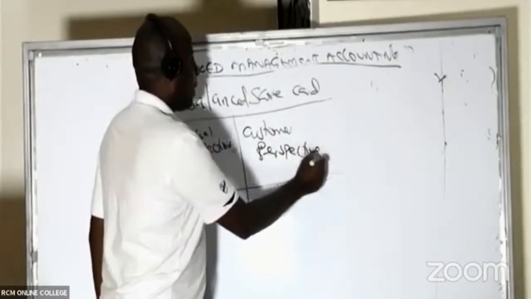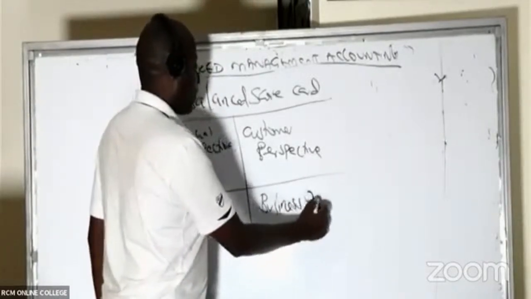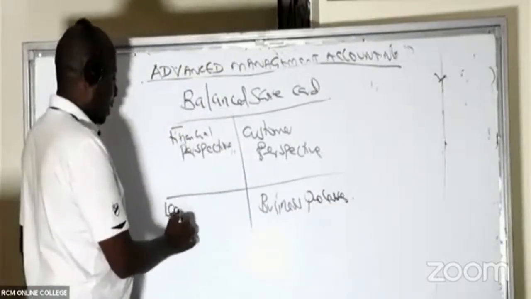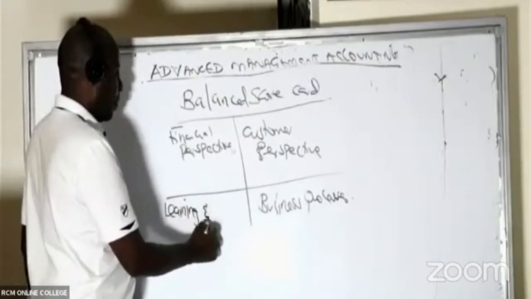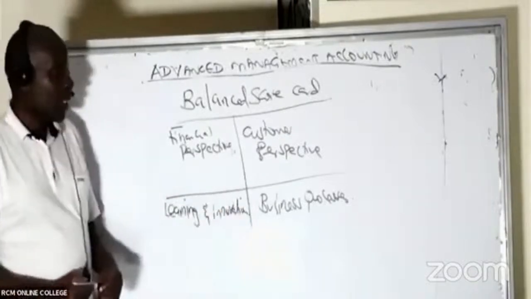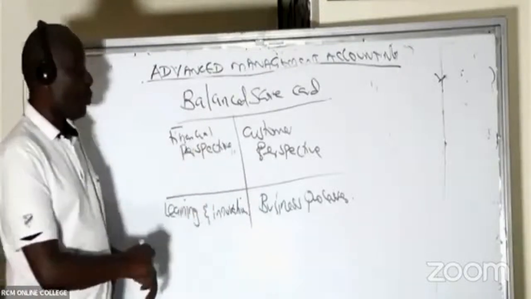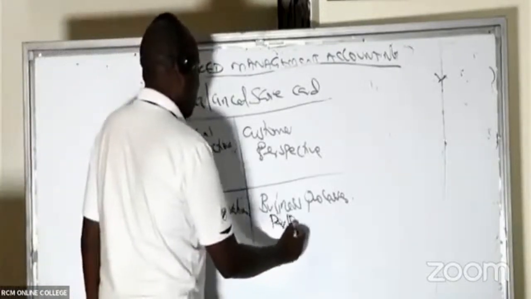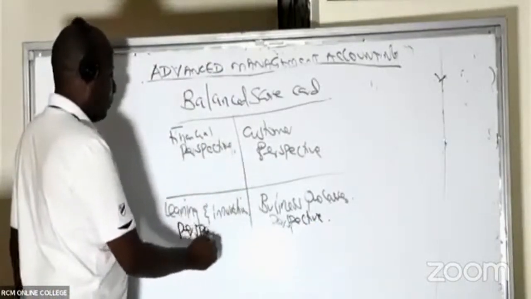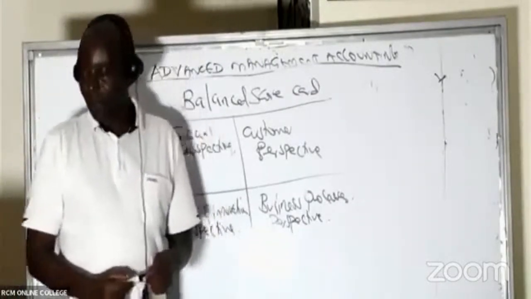Customer perspective. We have, ladies and gentlemen, what we call the business processes perspective. And then lastly, we have what we call learning and innovation. So you can't talk about balanced scorecard if you do not have those perspectives. So the first one is financial perspective, customer perspective, business processes perspective, and then we have learning and innovation, what here? Perspective. Learning and the innovation perspective.